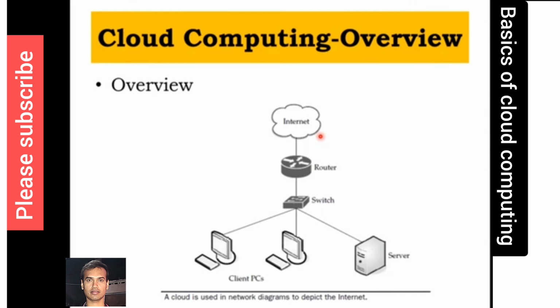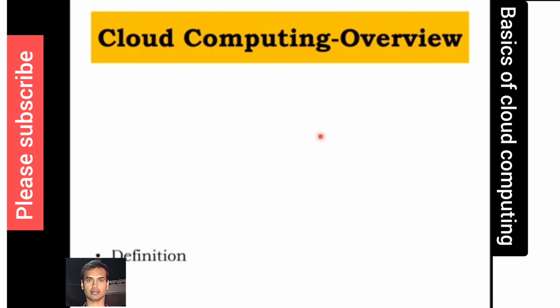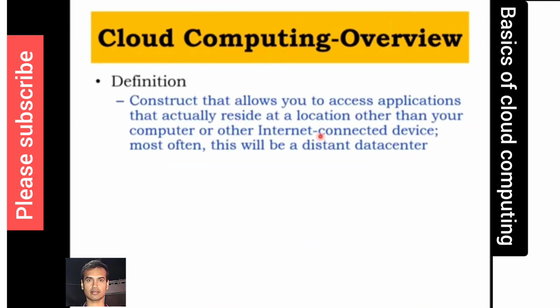Now understand the relation of the internet and cloud computing with the help of the definition of the cloud. The basic definition of the cloud is that it is a construct that allows you to access applications that actually reside at a location other than your computer or other internet connected device. Most often, this will be a distant data center. So here we are accessing applications which are not located at our center. We are using a simple browser and accessing the applications over the internet.